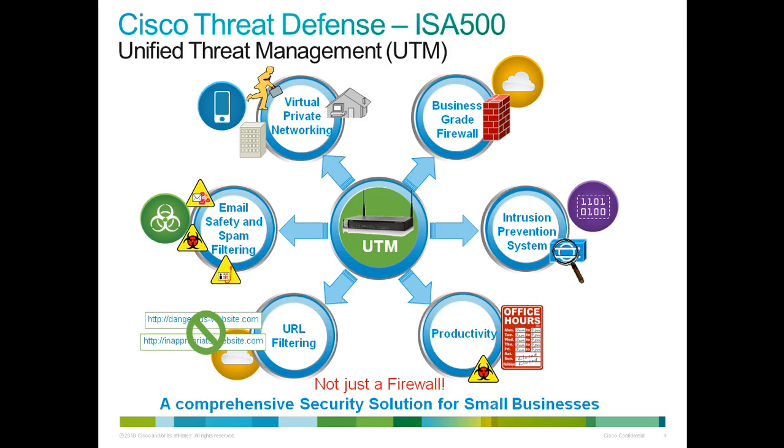It has the web URL filtering to block website based on the category. And also we have web reputation filtering to block the users from accessing any malicious or dangerous website. ISA500 is not only a firewall, it is a comprehensive, complete security solution for the small businesses.